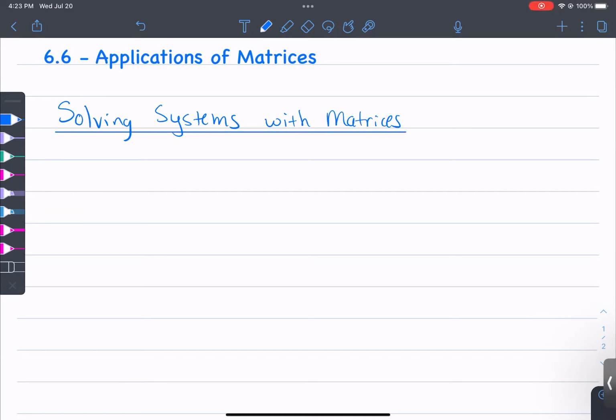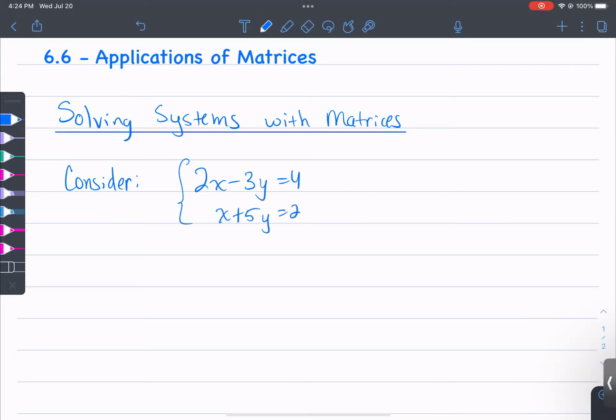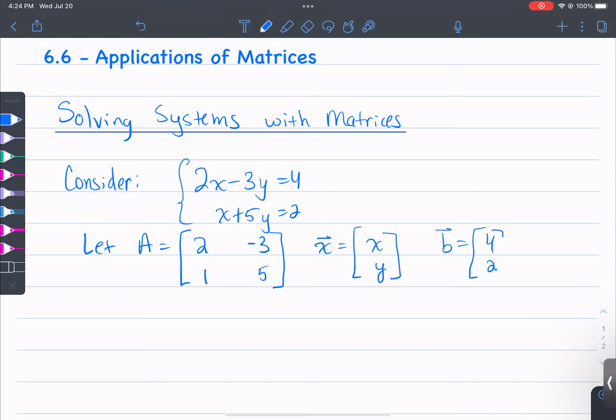So for example, if you had the system 2x minus 3y equals 4 and x plus 5y equals 2. We know our normal ways that we could solve that as a system, but using the idea in our previous lesson, if I let matrix A be the coefficients 2, -3, 1, and 5, and let the x vector matrix be x, y, and then the B vector matrix be the constants 4 and 2.